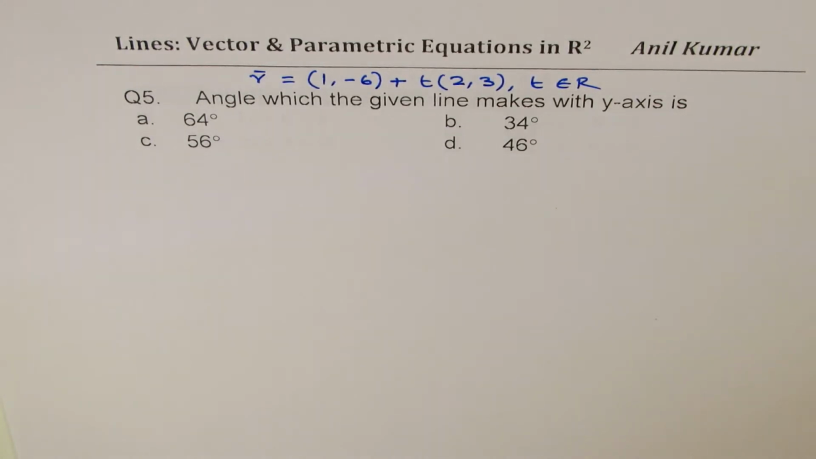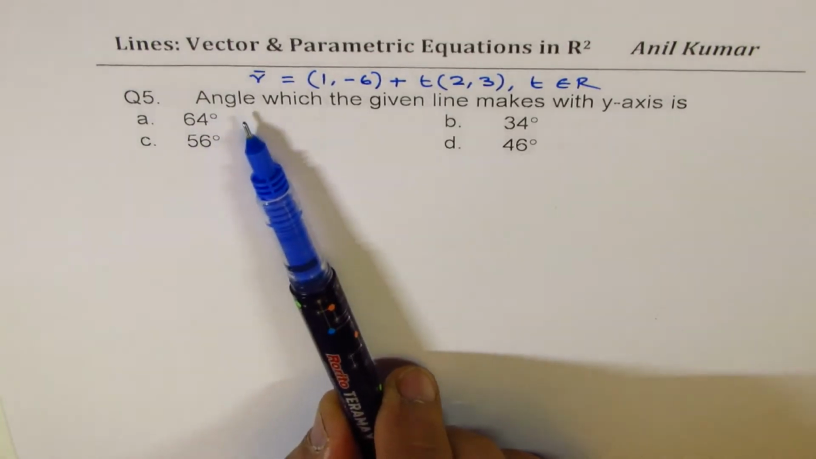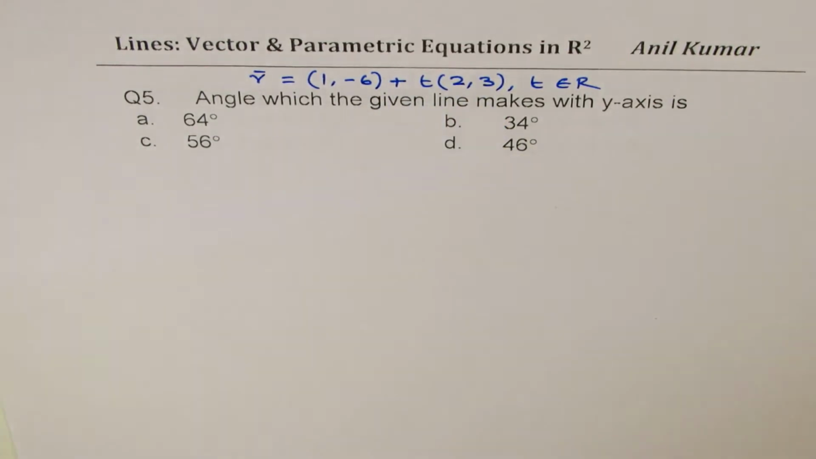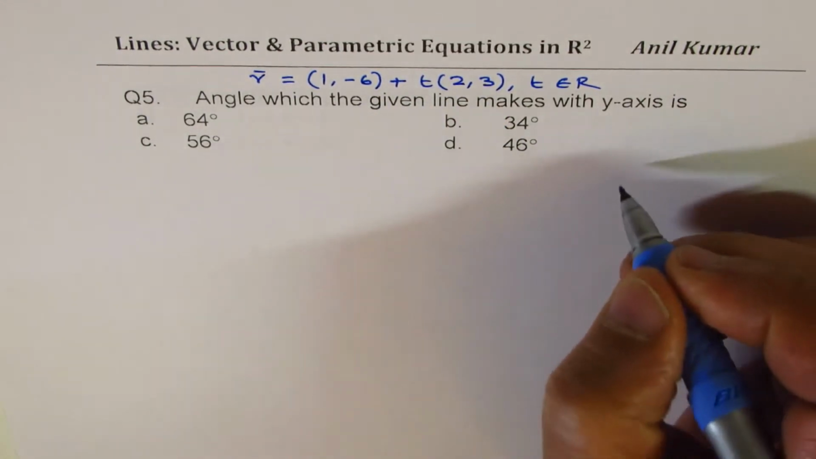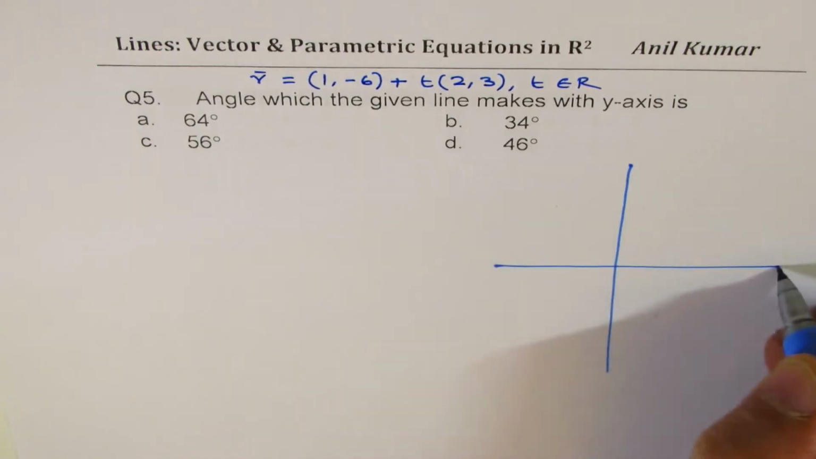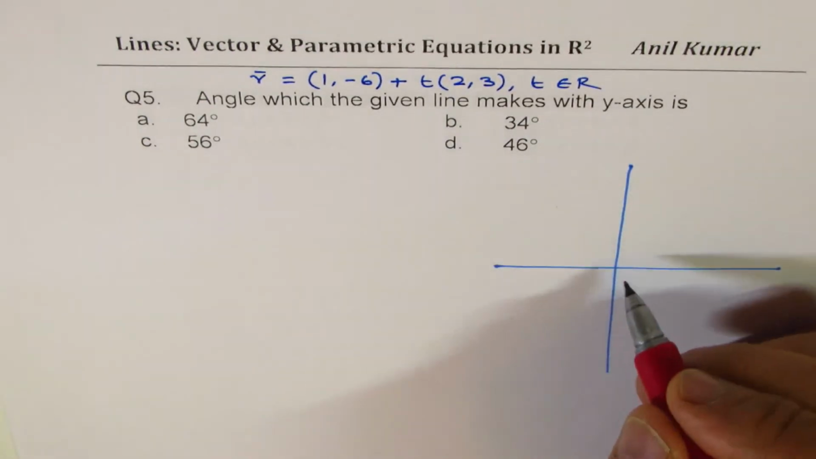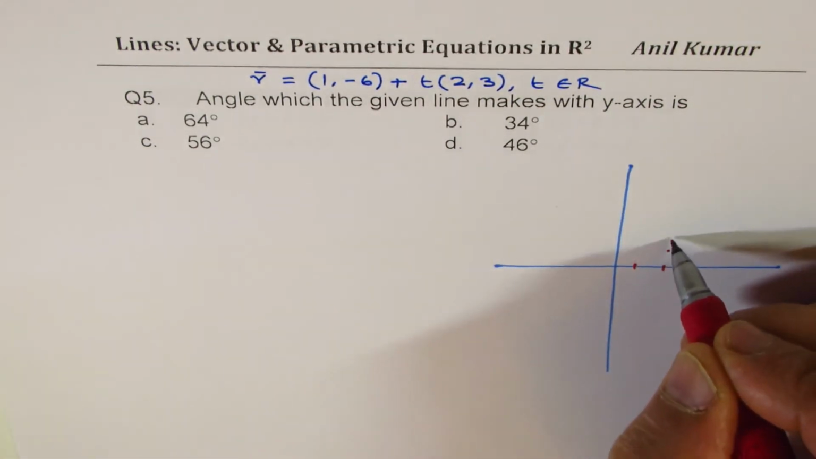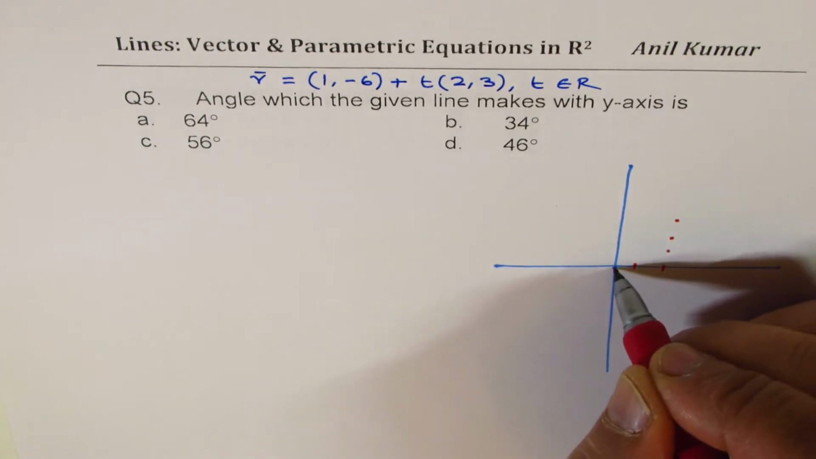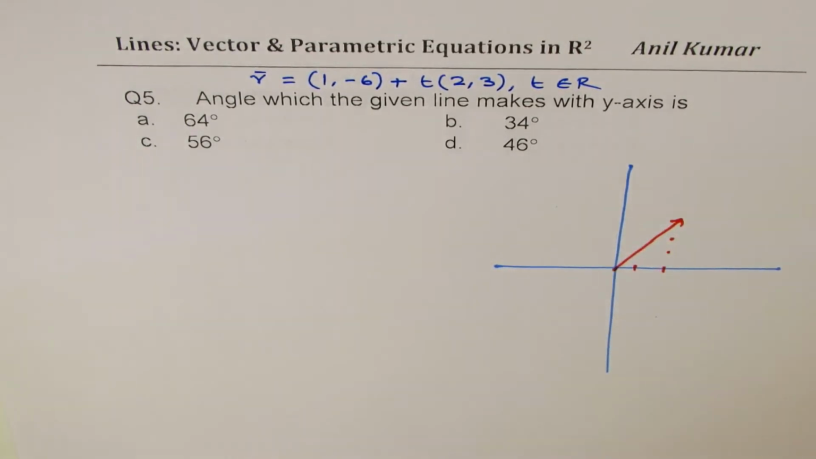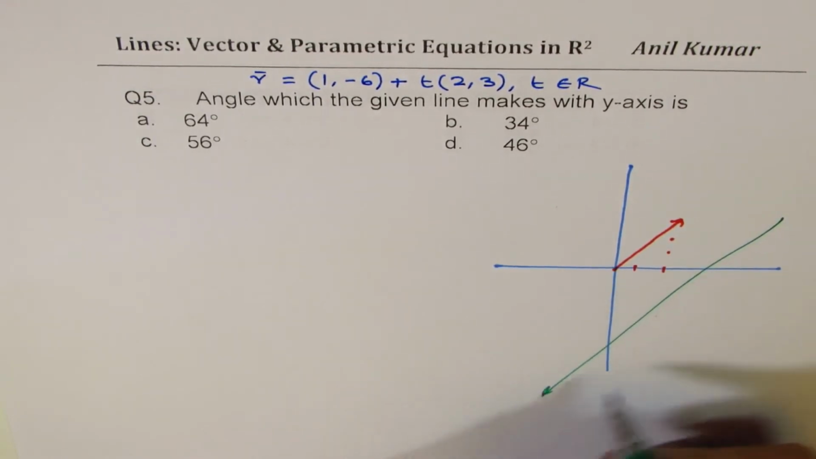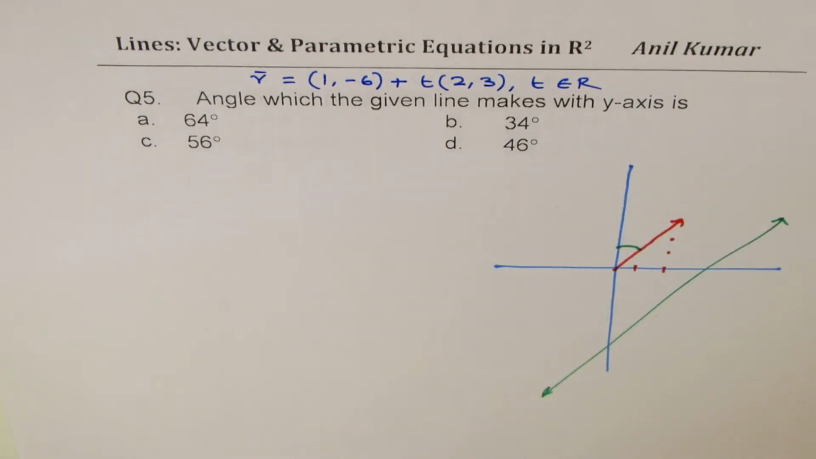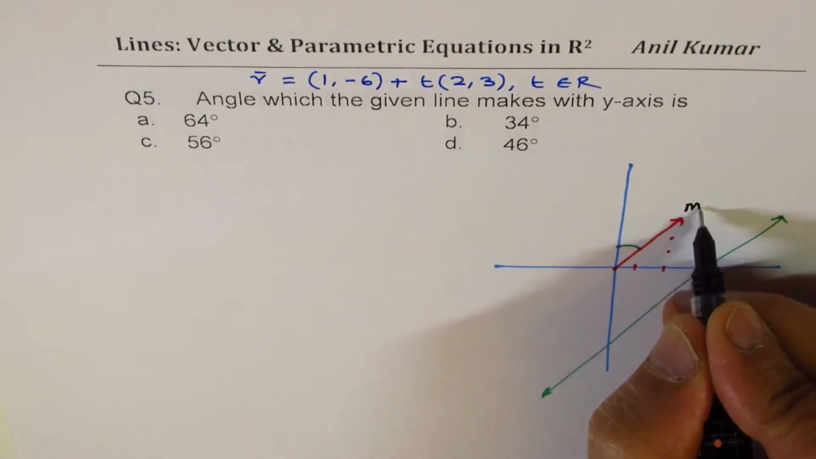Question number 5 here is, find the angle which the given line makes with y-axis. So this line making with y-axis, that's the angle which we need to find. I hope the question is very clear to you. What we earlier found is that this direction 2, 3 is kind of like this, going 2 along the x and 3 along the y, right? So our line which we had drawn earlier has the same angle which the direction m has.